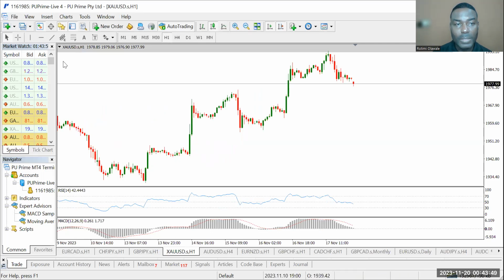And if I zoom down to my 1 hour time frame, what I have here is a trend line.